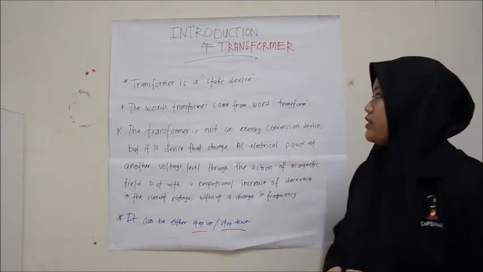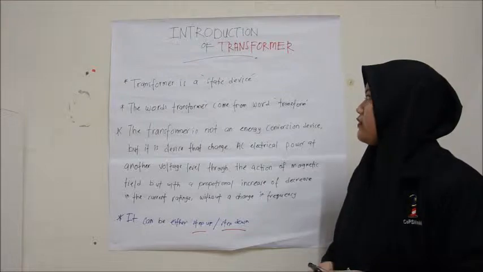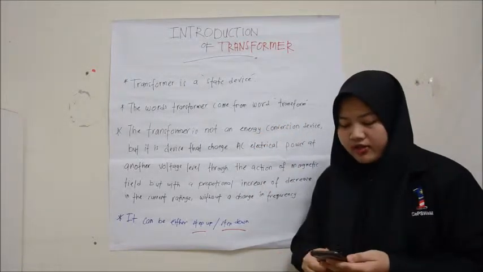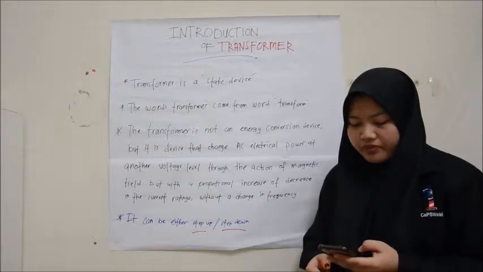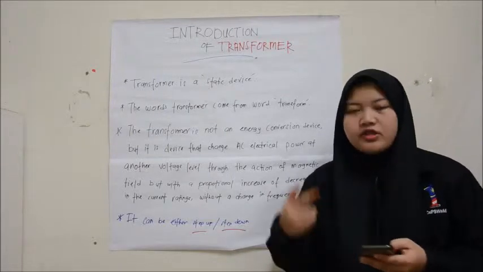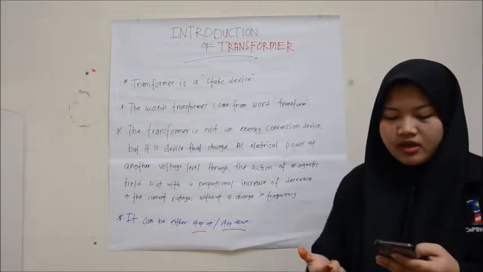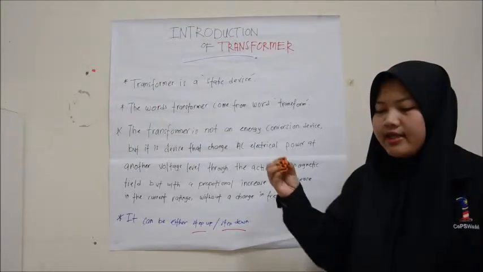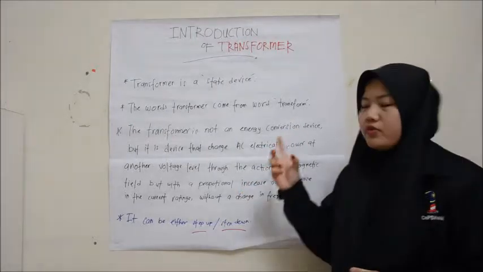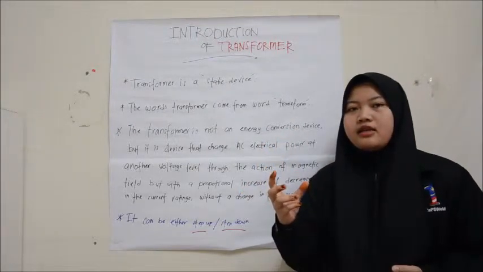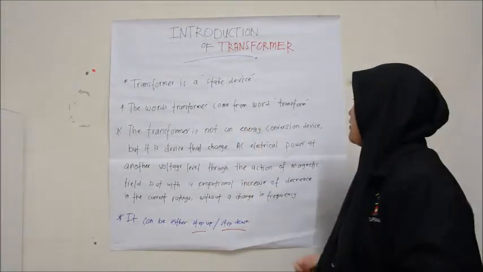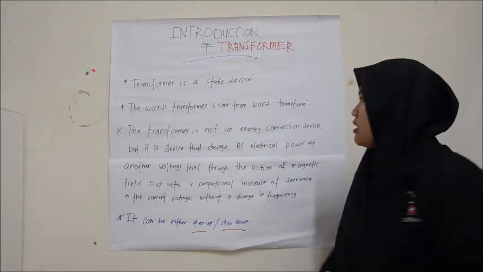So first, what is the meaning of the transformer? It is a static device. The definition of a static device is a device that converts one type of energy without physical movement, which means when we look at the transformer, we can easily change its location. The word transformer comes from the word transform.